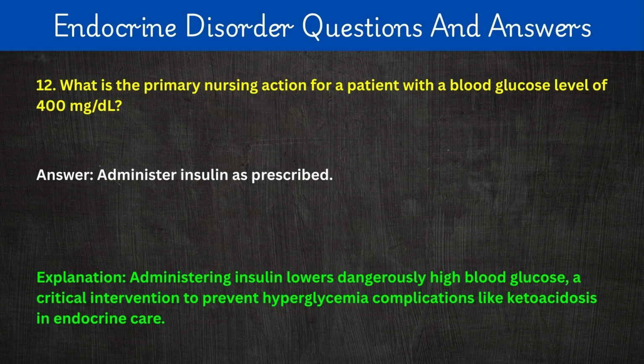12. What is the primary nursing action for a patient with a blood glucose level of 400 milligrams per deciliter? Answer. Administer insulin as prescribed. Explanation. Administering insulin lowers dangerously high blood glucose, a critical intervention to prevent hyperglycemia complications like ketoacidosis in endocrine care.